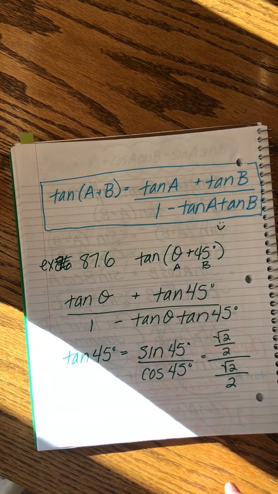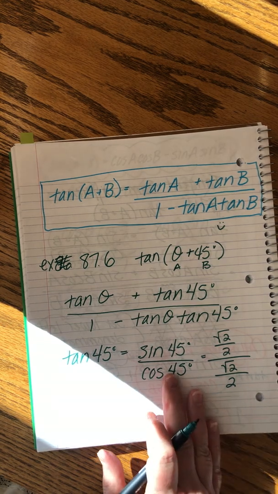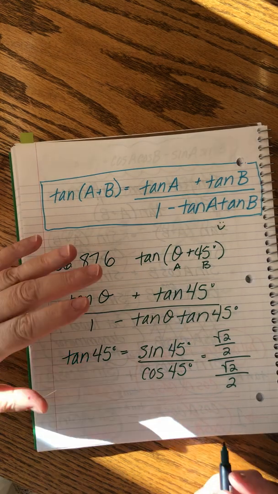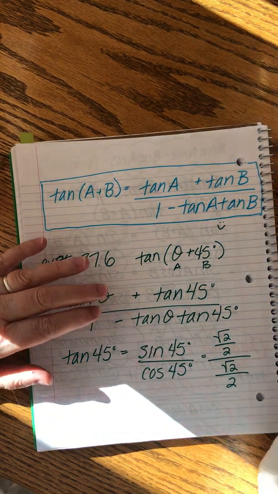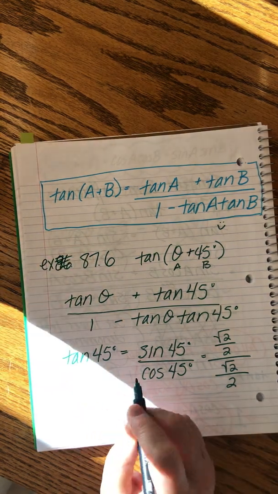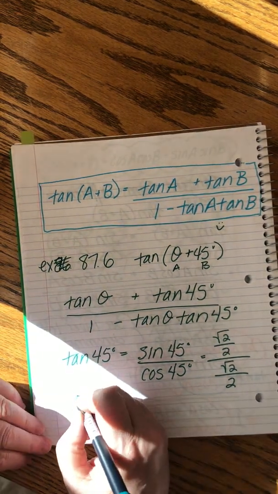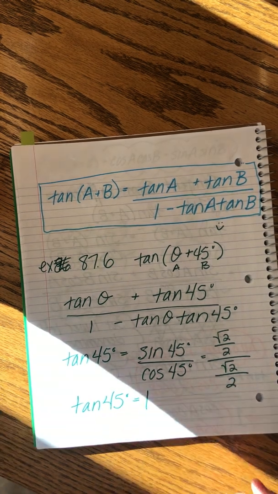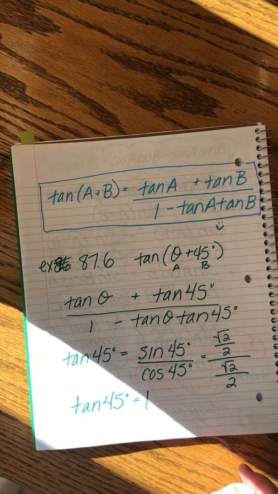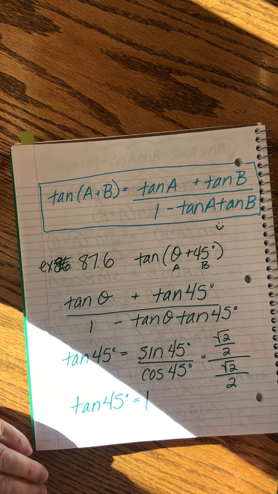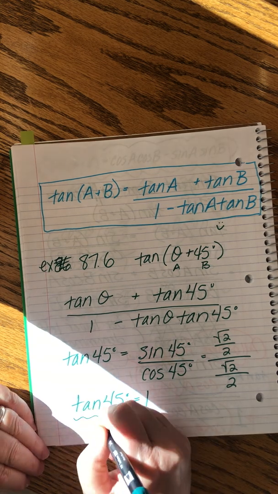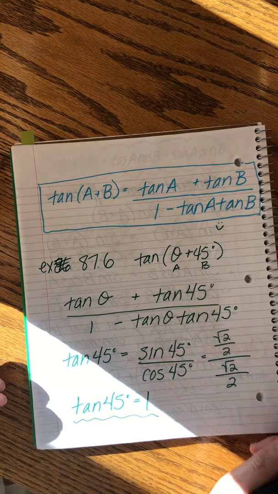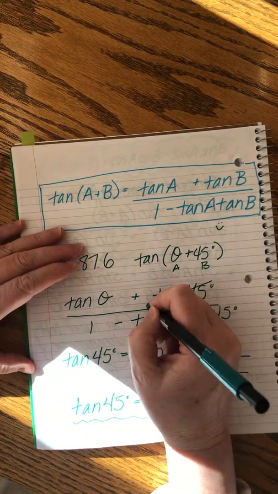Square root of 2 over 2, square root of 2 over 2. That makes perfect sense because we know at 45 degrees, sine and cosine should be the same, so that's nice. So that brings us to the startling fact that the tangent of 45 degrees equals 1. Now we can take this lovely detail and plug it in up here. I'm just going to cross this out and write 1.